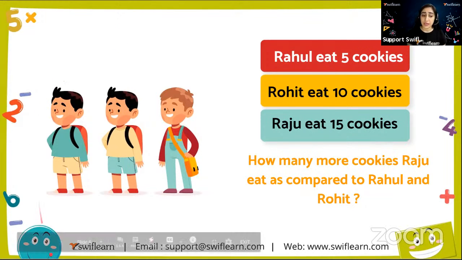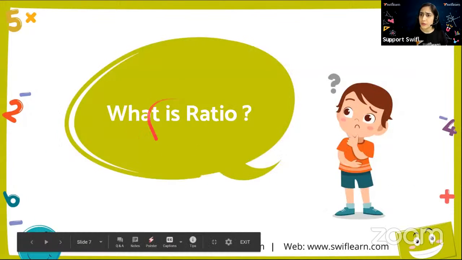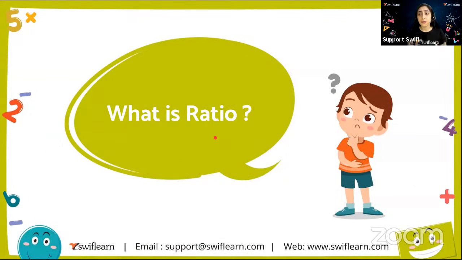But in ratio, what do we do? What is ratio? Ratio is comparing. It's the same thing, comparing two quantities of the same kind. But here we compare in how many times. In the earlier subtraction questions we used to find how much more or how many more. But here we are finding how many times more the person has. So we are comparing in terms of times.